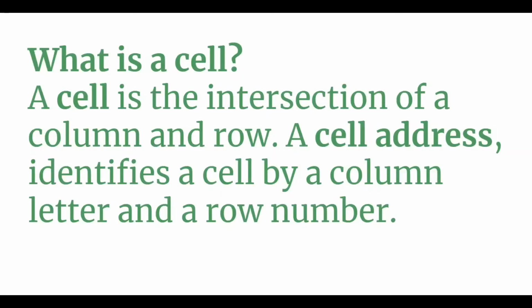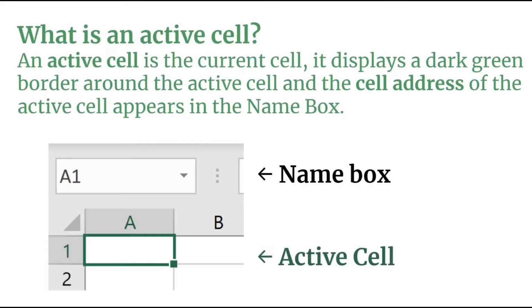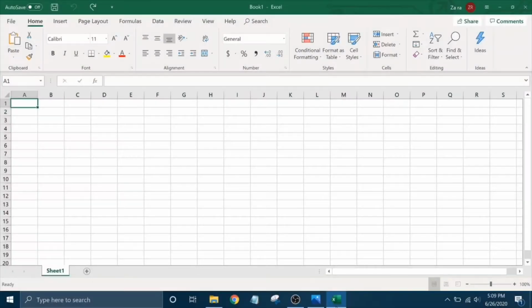What is a cell? A cell is an intersection of a column and row. A cell address identifies a cell by a column letter and a row number. What is an active cell? An active cell is the current cell. It displays a dark green border around the active cell, and the cell address of the active cell appears in the name box. For this example, I'm going to type Monday through Wednesday.